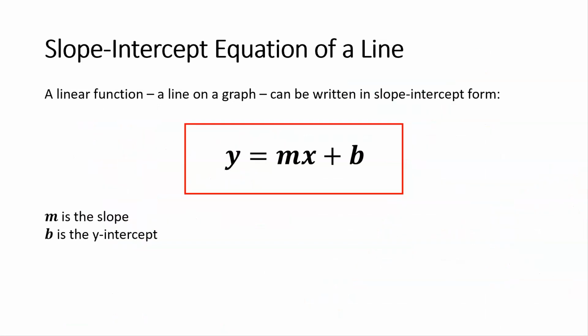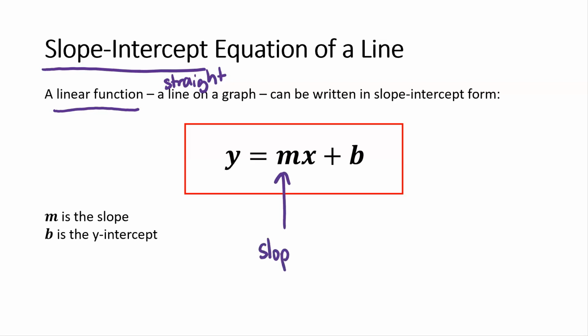So let's sum this up. This in the red box is the slope-intercept equation of a line. So a linear function, which means the equation of a straight line on a graph, can be written in this slope-intercept form. Why do we call it slope-intercept form? Because that spells out for you immediately what the slope is, being the number next to the x, or the coefficient of the x, and it says what the y-intercept is right away.